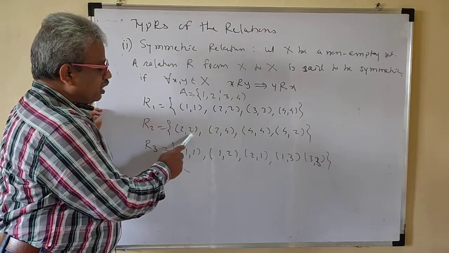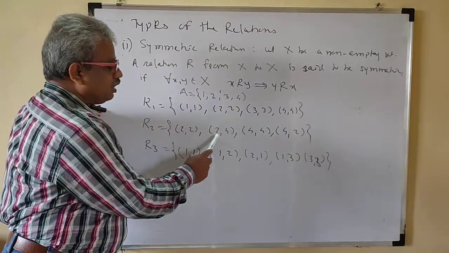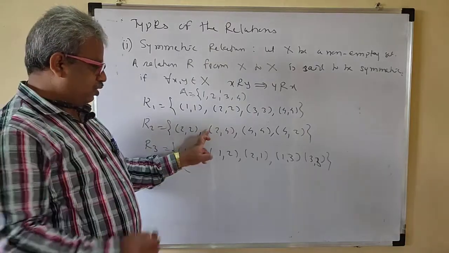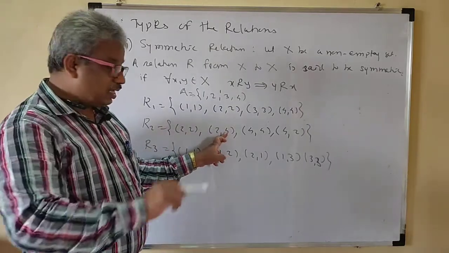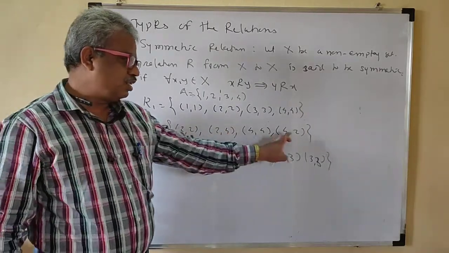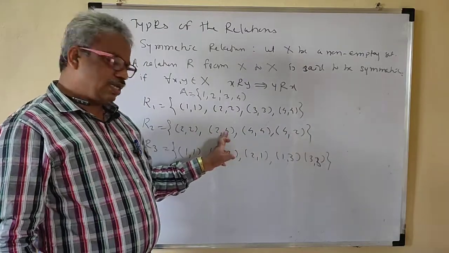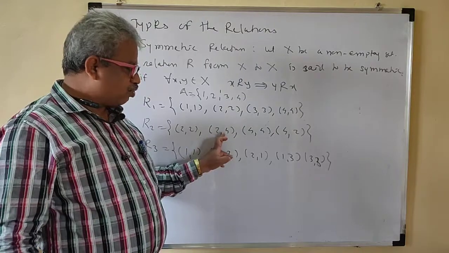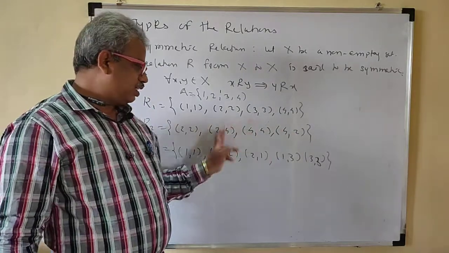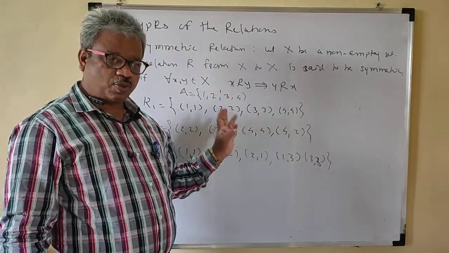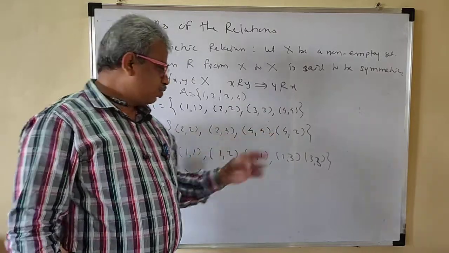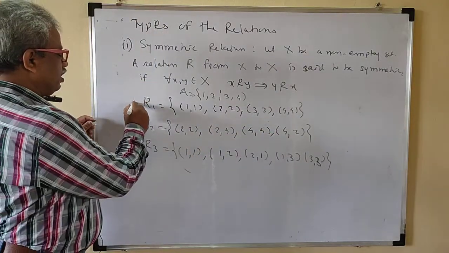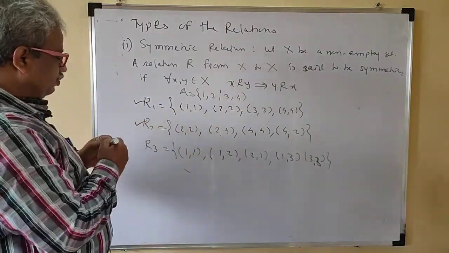Now here, 2 is related to 2, no problem. Now see, 2 is related to 4 is there. Check whether 4 is related to 2 is there or not. Yes, 4 is related to 2 is there. So that means x related to y implies y related to x, right? This is given. Now 4 related to 4, no problem here. So this is a symmetric relation.